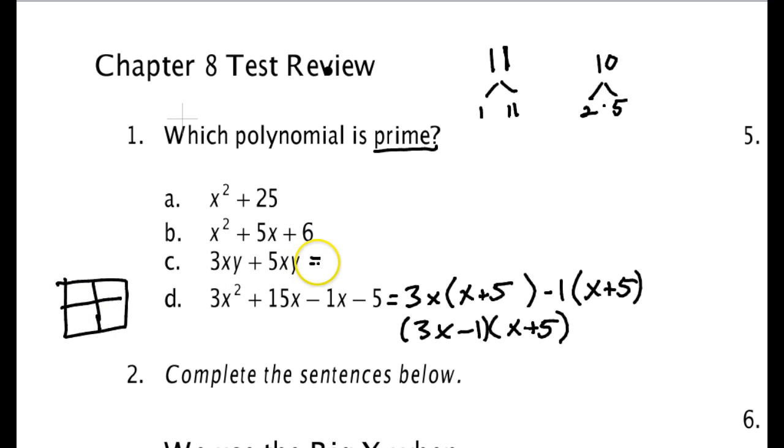Here we can simplify this. If we have 3xy's and 5 more xy's, altogether you have 8xy's. And b, we can again factor that. Two numbers that multiply to 6 and add to 5 are 2 and 3.